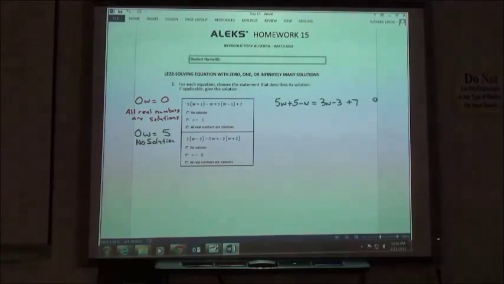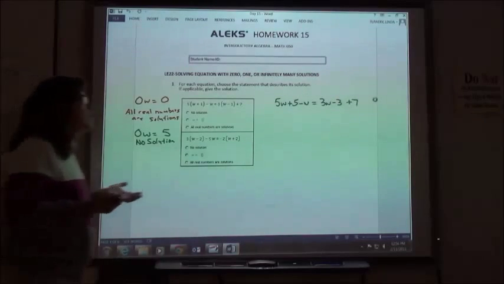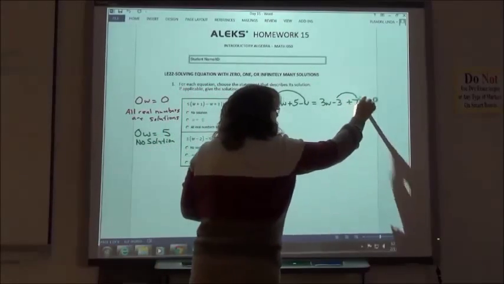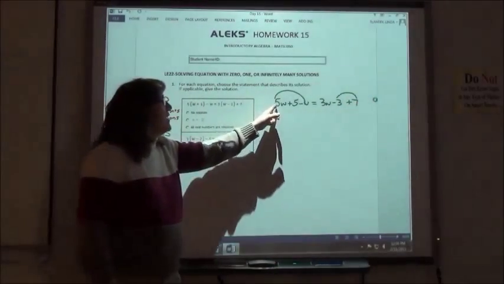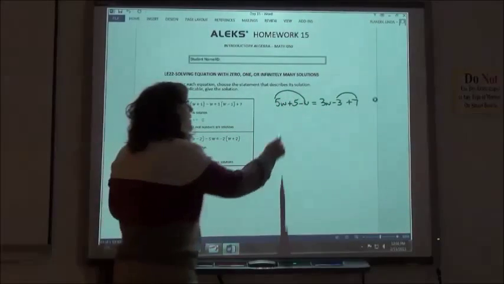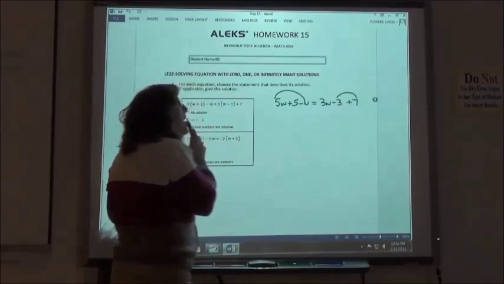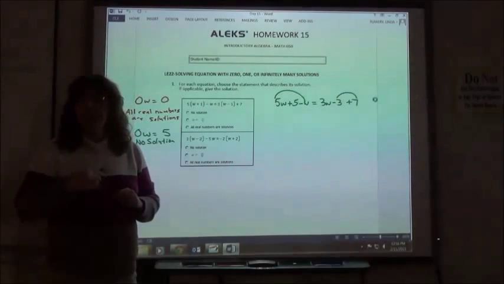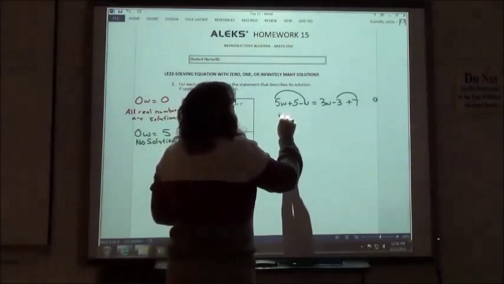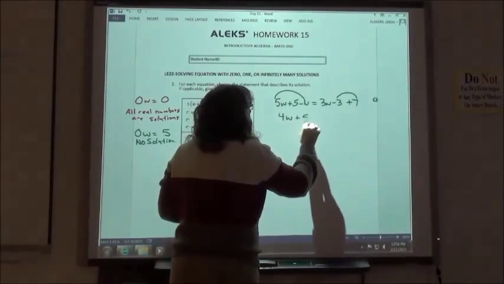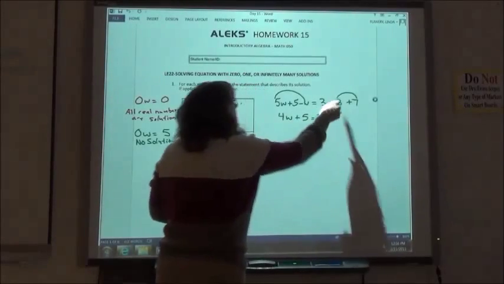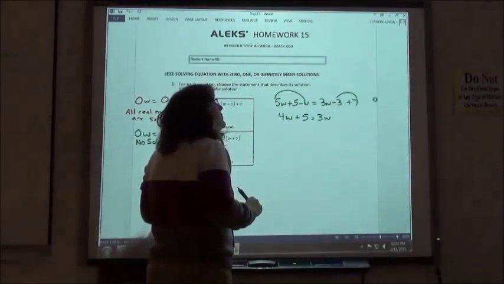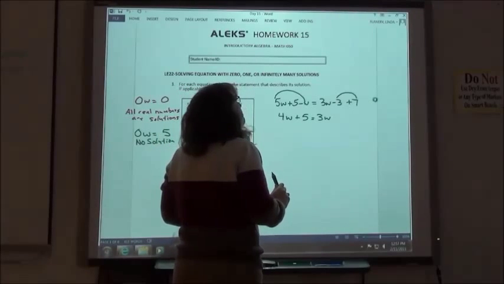So we got rid of our parentheses. The next thing we did was combine the like terms that were on the same side. So here I'm going to combine the 5 with the minus w. Over here, I'm going to combine the negative 3 with the plus 7. So 5w minus w would be 4w, because it's a minus 1. 5 minus 1 gives me 4w plus 5. On the other side, we're going to have 3w, and then a negative 3 plus a 7 is positive 4.